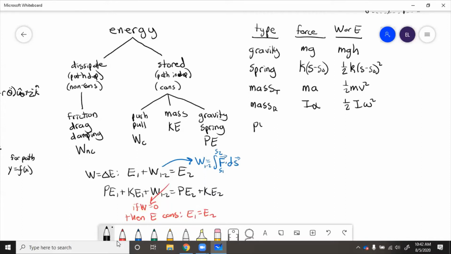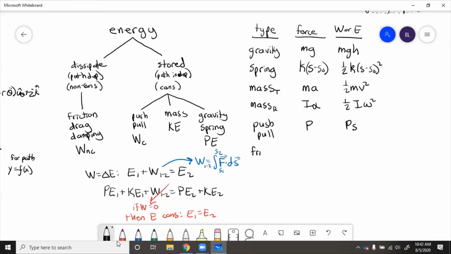If something is pushing or pulling, the force is given, it's P. And if P is constant, then we just have P times S is the work done. Otherwise, we use this integration formula if P was not constant.